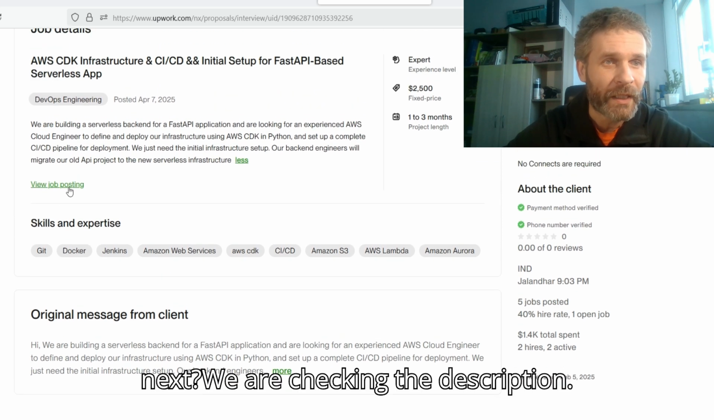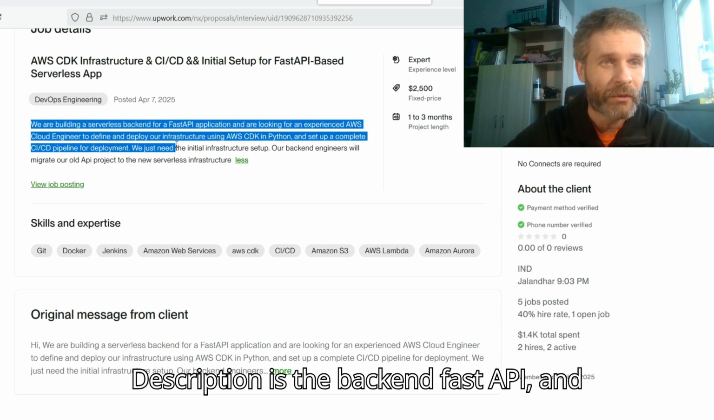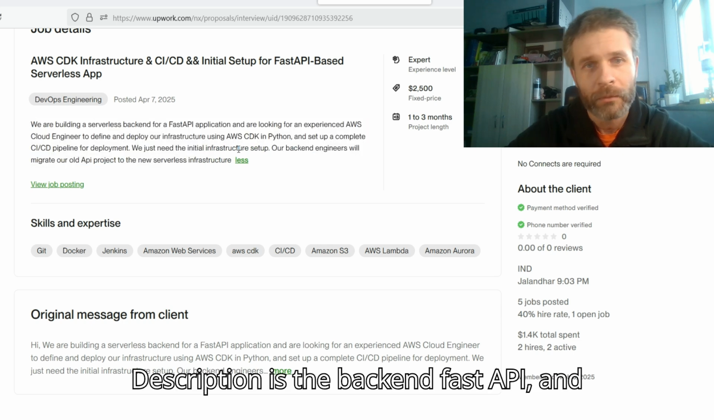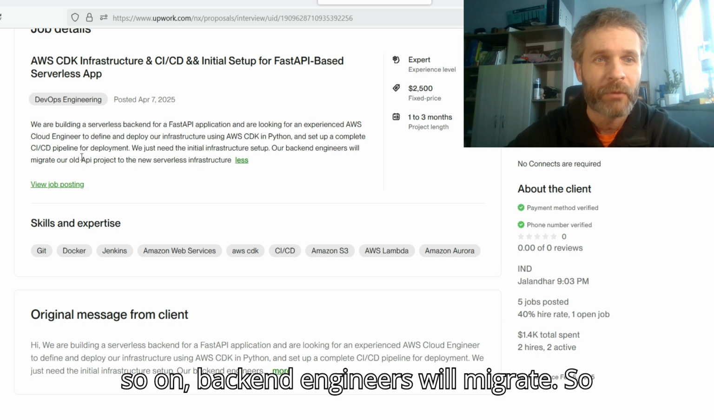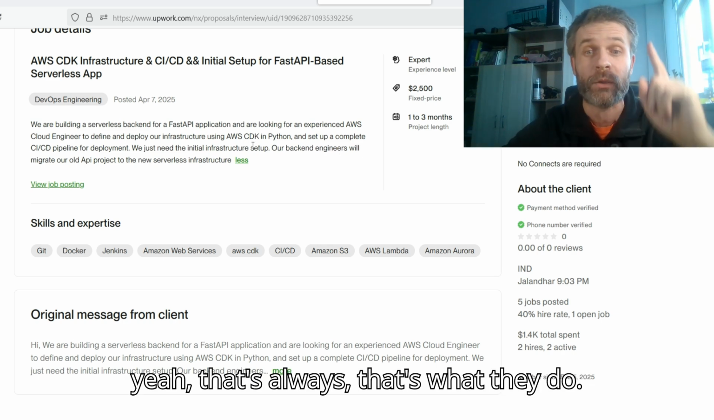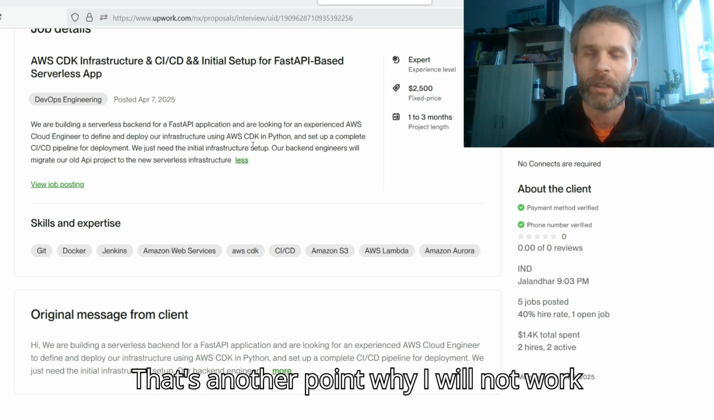So what do we have to check next? We are checking the description. The description is a backend, FastAPI, and so on. Backend engineers will migrate. So yeah, that's what they do. So that's another point why I will not work with this client.